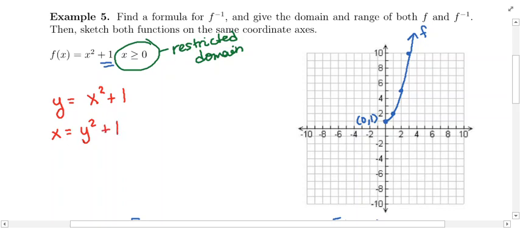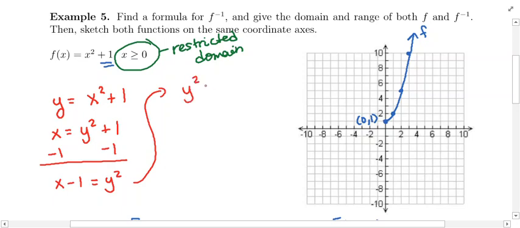We need to get y by itself on one side. So we're going to subtract 1 from both sides, and we get x minus 1 is equal to y squared. I'm going to put the y stuff on the left and the x stuff on the right. We've got y squared. We want y, so to get rid of the y squared, we just need to take the square root of both sides. Whatever I do to one side, I have to do to the other. On the left, the square and the square root will cancel, leaving you with y. y is going to be equal to the square root of x minus 1. We have solved for y.